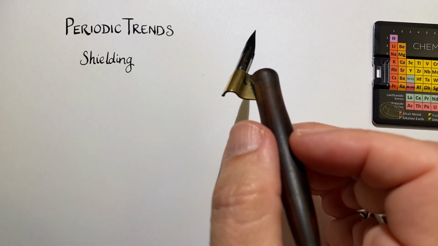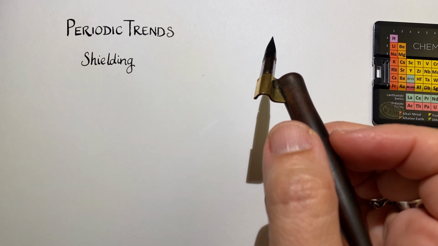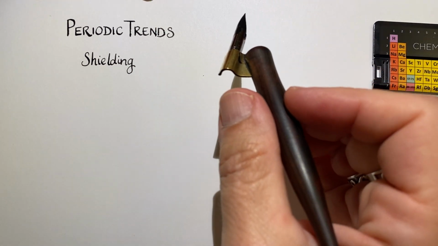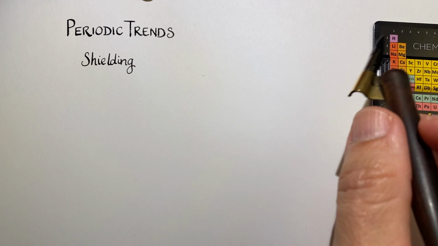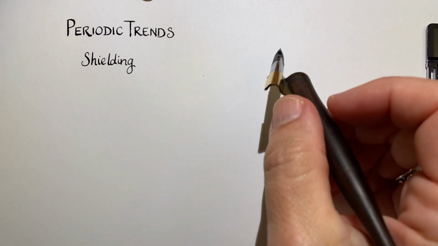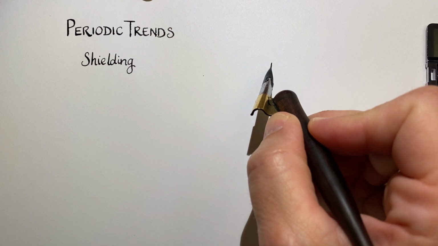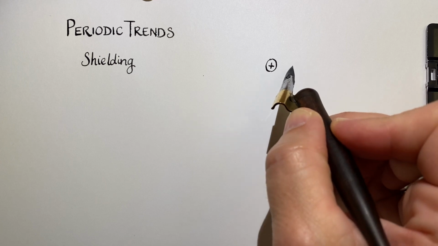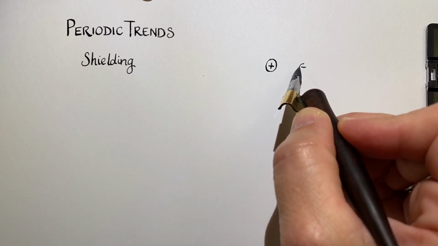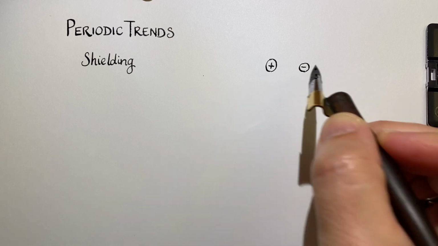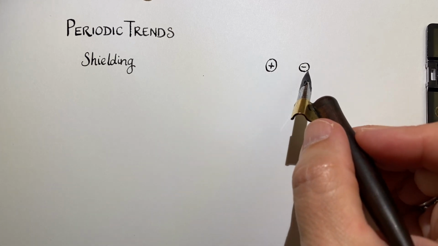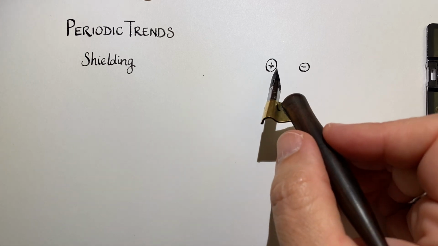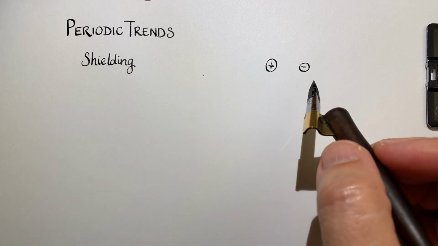And we are essentially first off acknowledging that there is attraction between a proton and an electron. Because all of this will be based on this fundamental concept: when we have a proton in a nucleus and an electron in the atom, there is a Coulombic attraction here, an electrostatic attraction.